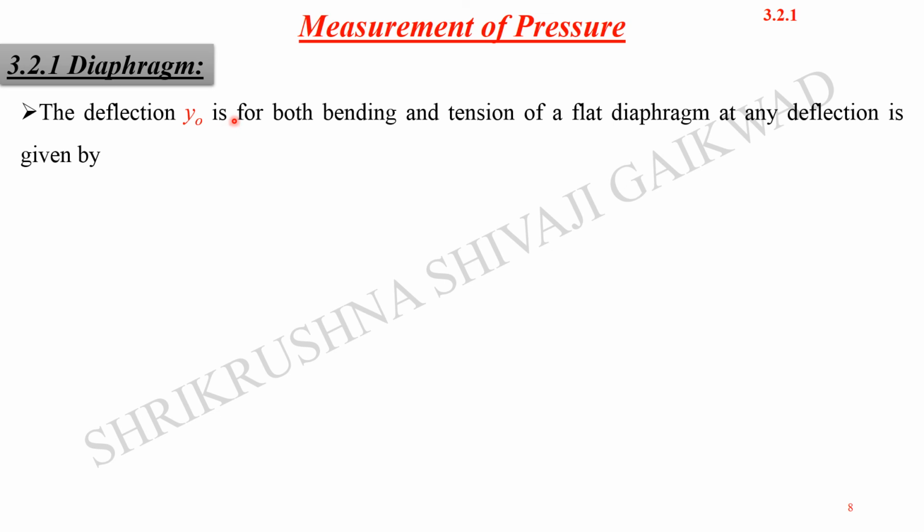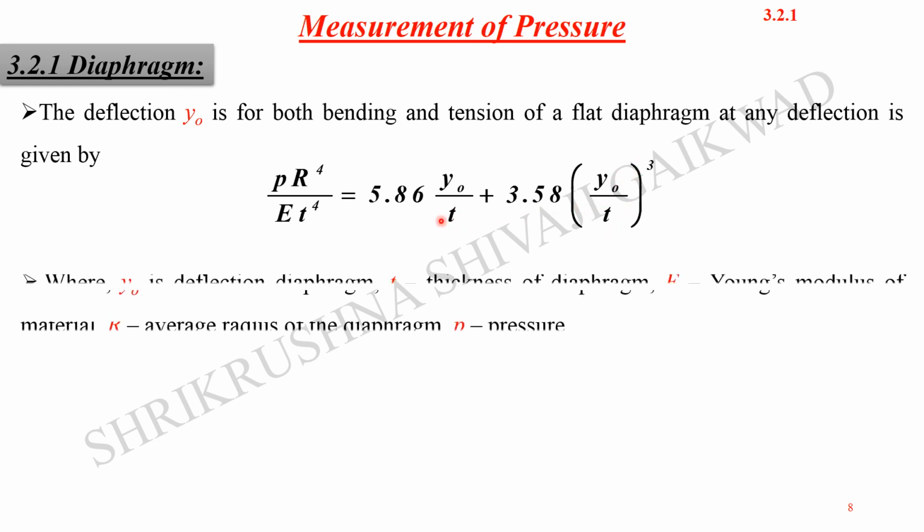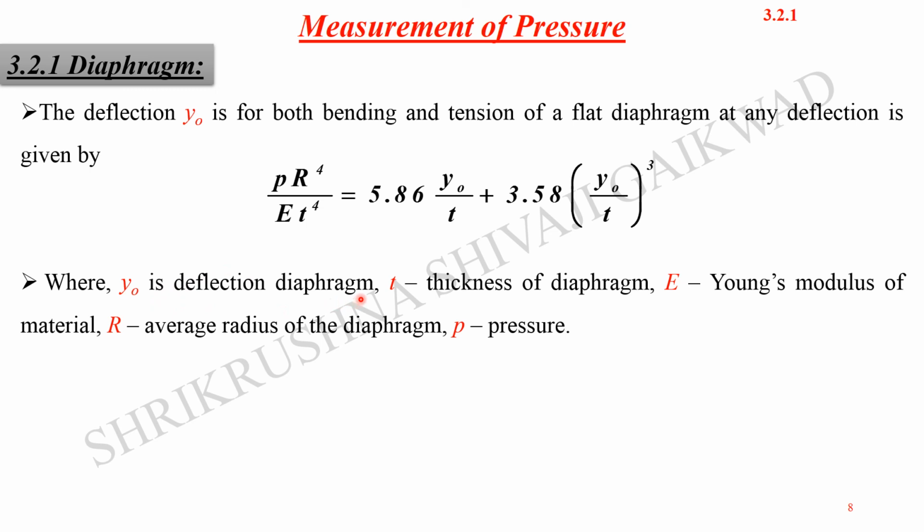The deflection y0, for both the bending and the tension of a flat diaphragm at any deflection, is given by the expression P r raised to 4 upon E t raised to 4, which is a polynomial fit. That's it. It is equal to 5.86 y0 by t plus 3.58 y0 by t cubed. Here y0 is the deflection of the diaphragm, t is the thickness of the diaphragm, E is the Young's modulus of the material, r is the average radius of the diaphragm, and P is the pressure.